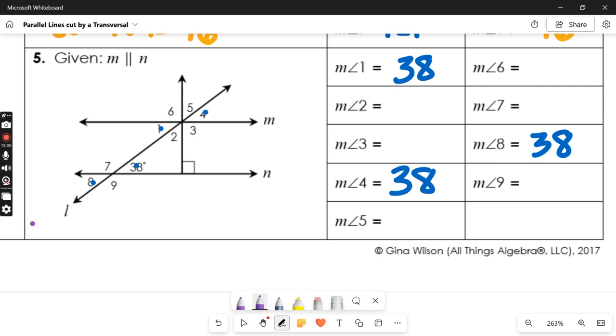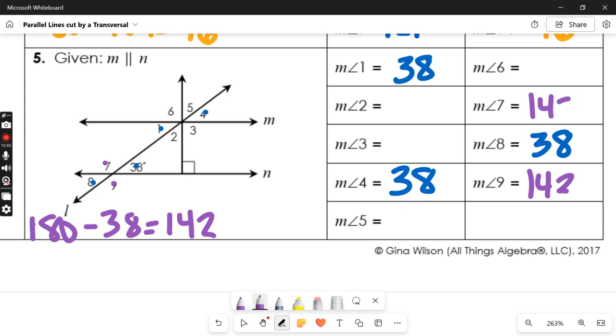Okay, then I'm going to do 180 minus 38, which is 142. So that's going to be angle 9 right here. Directly across from that is 7. Okay, and then I have to be careful. We're going to want to say 6 is, but 6 isn't because it would be this entire angle, not just 6. And the same thing with 2 and 3.